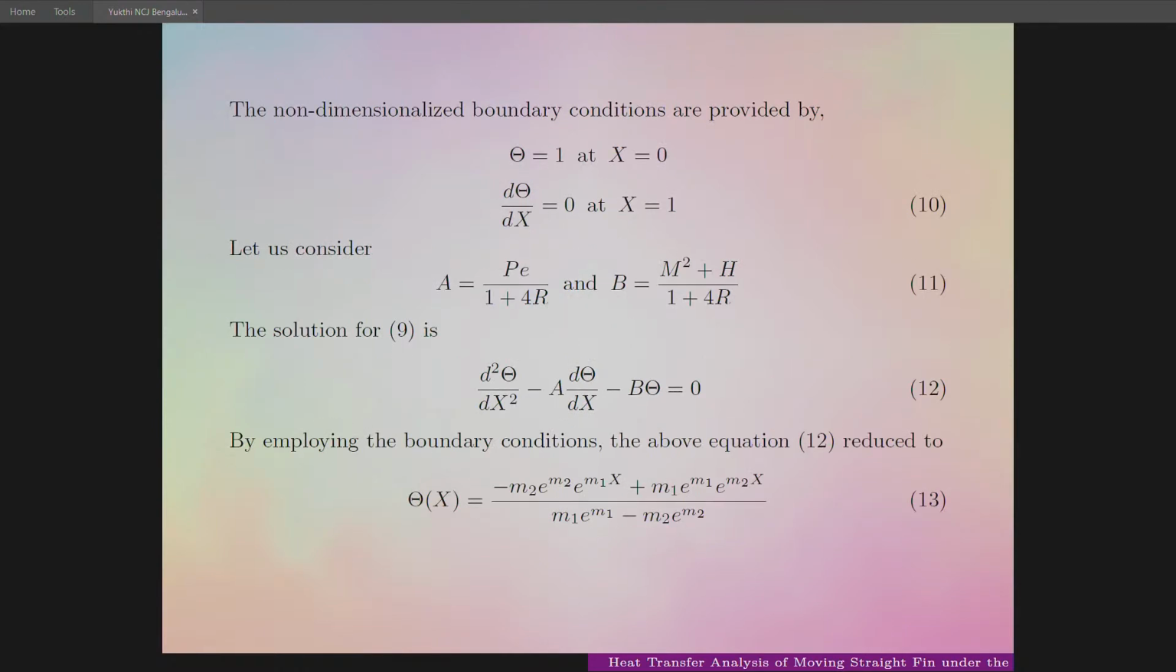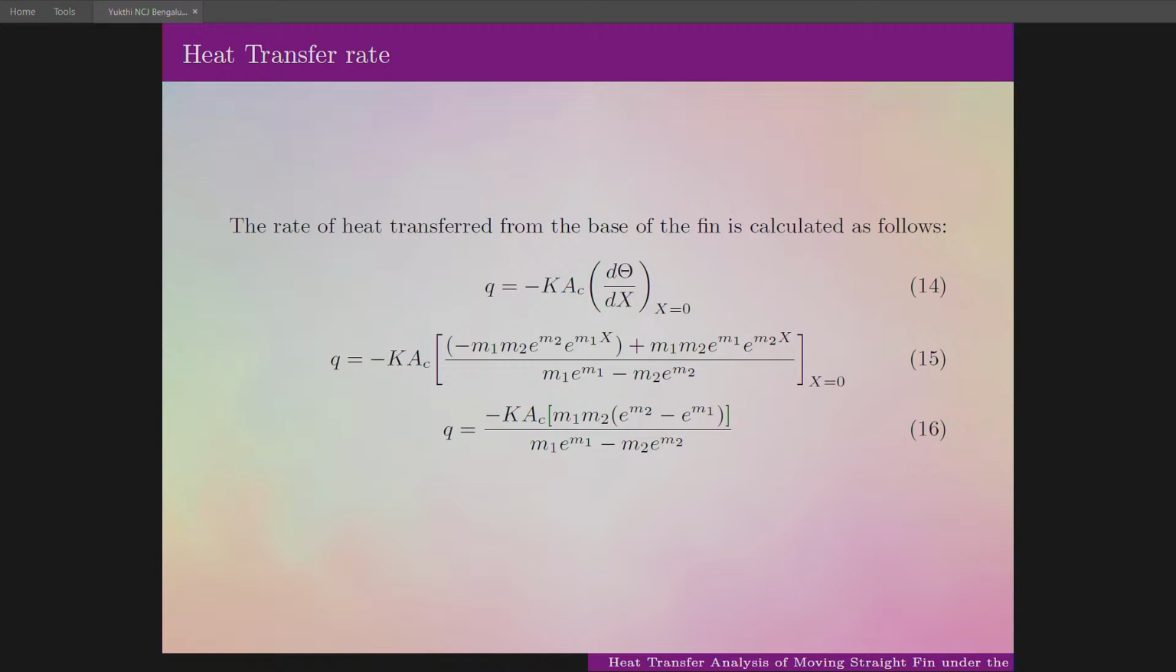The non-dimensional boundary conditions are given by equation 10. For simplification, we consider A equal to P by 1 plus 4R and B equal to M square plus H by 1 plus 4R. Using these in equation 9, we get equation 12, which is a simple linear homogeneous equation. After applying the non-dimensional boundary conditions, we get equation 13. We can also find the rate of heat transfer from the base of the fin using the formula in equation 14. After simplification, we get equation 16 as the result.